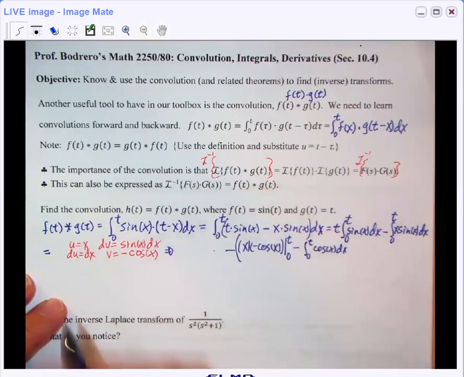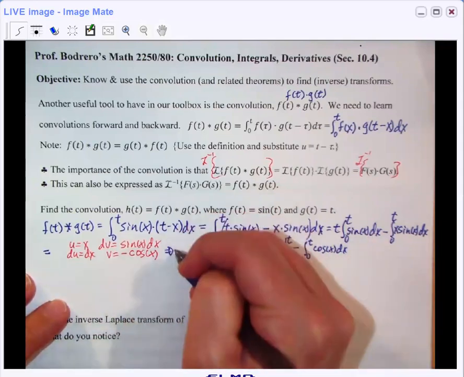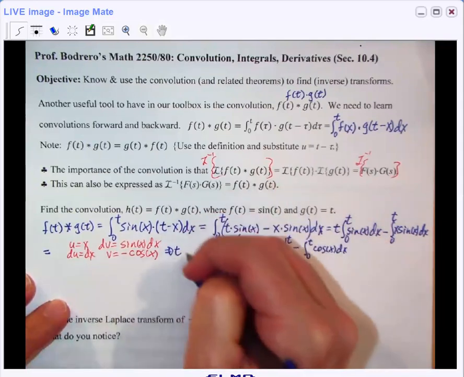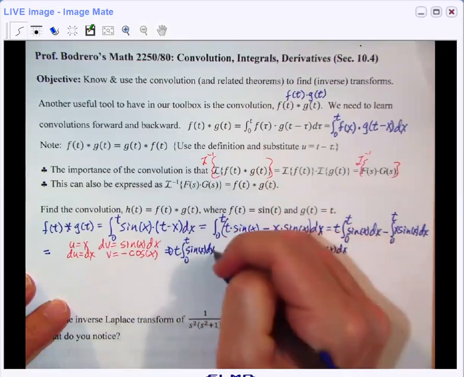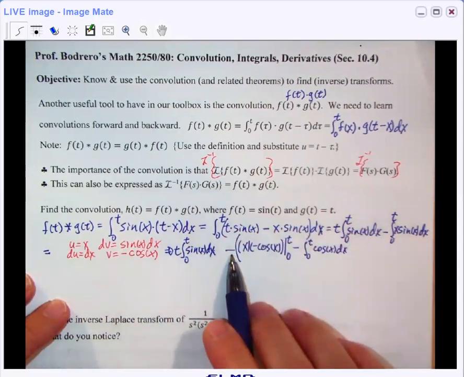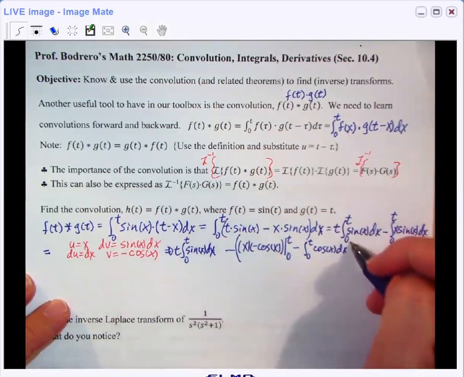t times the integral of sine of x dx. I'll just do that right now. So t times the integral from 0 to t of sine of x dx. And remember, this minus sign right here is going to distribute over all of the integration by parts.